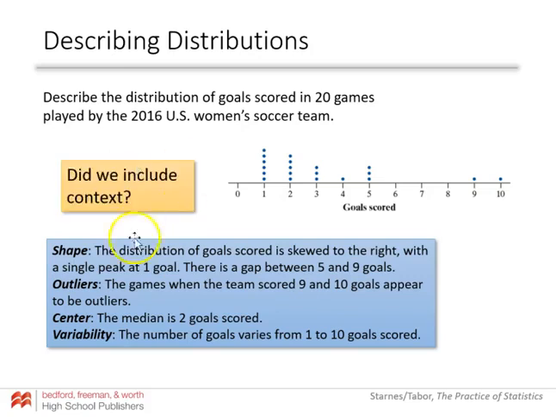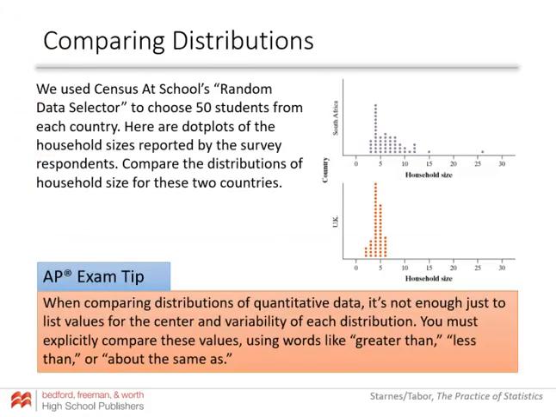So check. Would this answer work well for an AP exam? Did it include context? Yes. Every time they said goals scored or talked about goals and the games when they scored. We're not just throwing numbers out. The other thing that we want to be able to do is compare distributions. So we have two graphs and we want to compare the two. We're still going to look at those same four things, the shape, center, variability, and outliers, but we're going to compare those two.